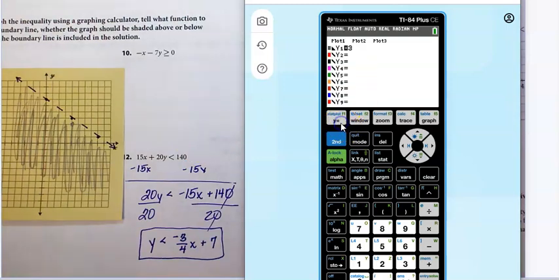Okay, over here, let's clear this. Again, this is a less than situation, but again, your graphing calculator is not going to really tell you, hey, the line should be dashed or solid.